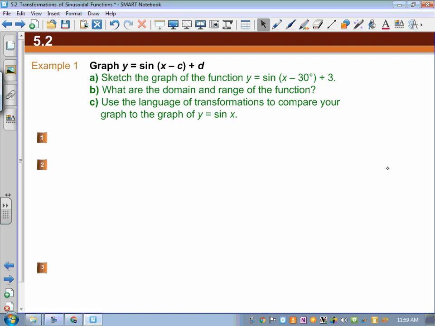Okay, welcome to example 1, 5.2. This wants us to sketch the graph of a function that's been transformed and then use language. And I think it is important that you don't have to approach this in the order of A through C. What I'm actually going to do first is C.